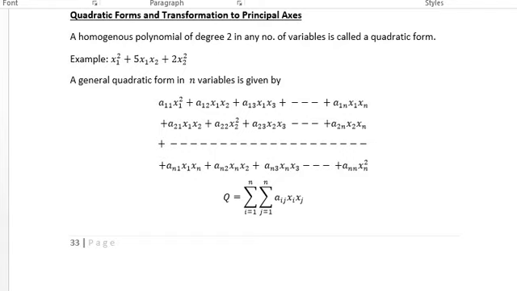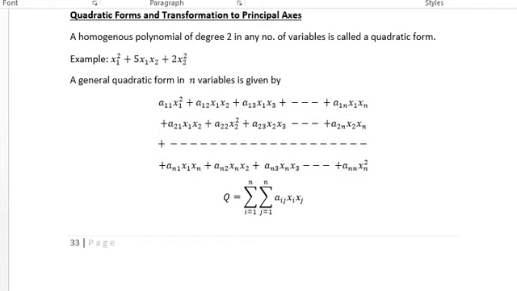So first of all, we need to see what a quadratic form is. A homogeneous polynomial of degree 2 in any number of variables is called a quadratic form. For example, x1 square plus 5 times x1 x2 plus x2 square. This is a polynomial of degree 2 with two variables, that is x1 and x2.